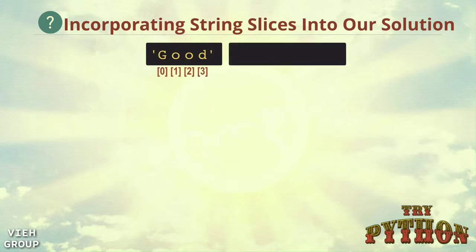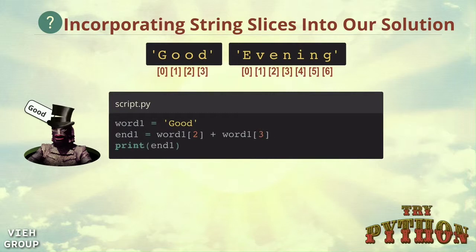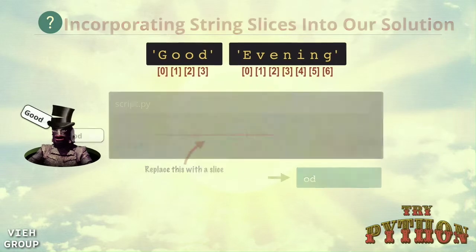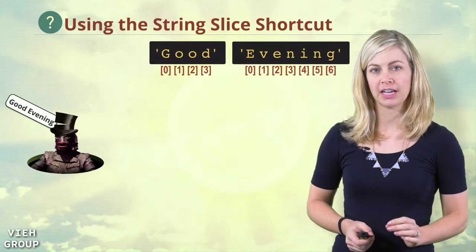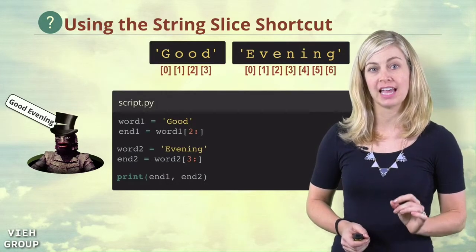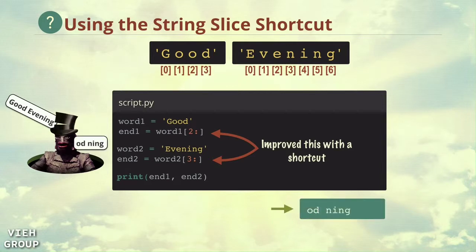Let's incorporate string slices into our solution. Instead of concatenating the characters at index 2 and 3, we'll use a slice from index 2 to 4. This will return the last half of our word good. Let's also try our shortcut. We can leave out the end index, and the slice will go to the end of our string. And we'll also add the second word, evening. We can print both of our slices out and we get the result "odning," which is what we wanted.